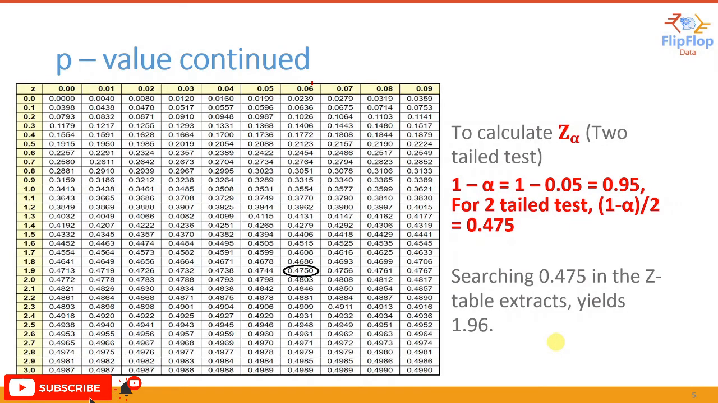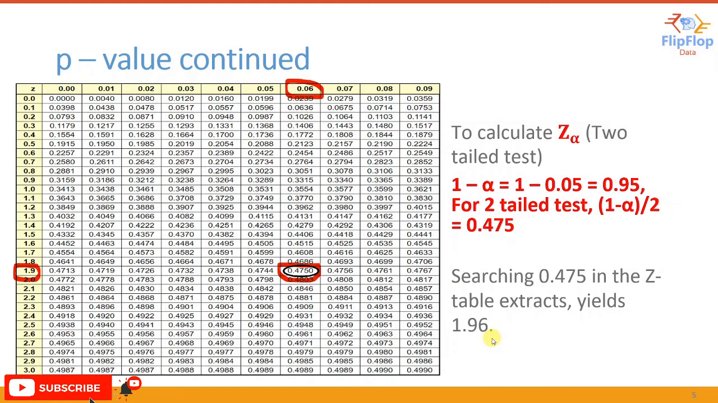So this is our Z table extract. We search for 0.4750. It is here. Corresponding to this, we see the row and column. So here corresponding to 0.4750, row value is 1.9 and the column value is 0.06. So this gives us 1.96. So this is the one.